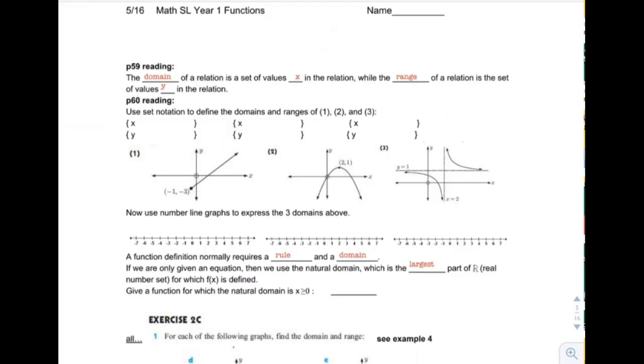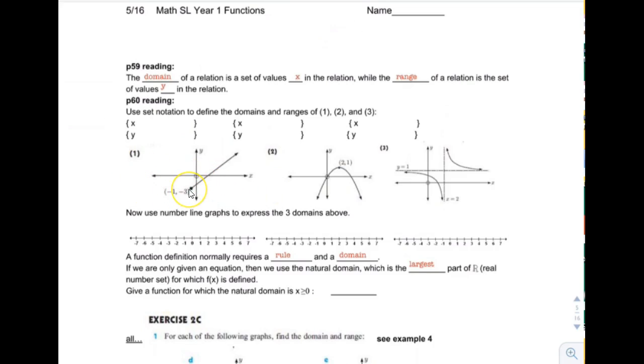Page 5 of functions. In the reading, we found that the domain of a relation, and remember a relation can be a function but isn't necessarily, is the set of x values in the relation, while the range of a relation is the set of y values in the relation. Let's use set notation to define domains and ranges for each one of these functions or relations.